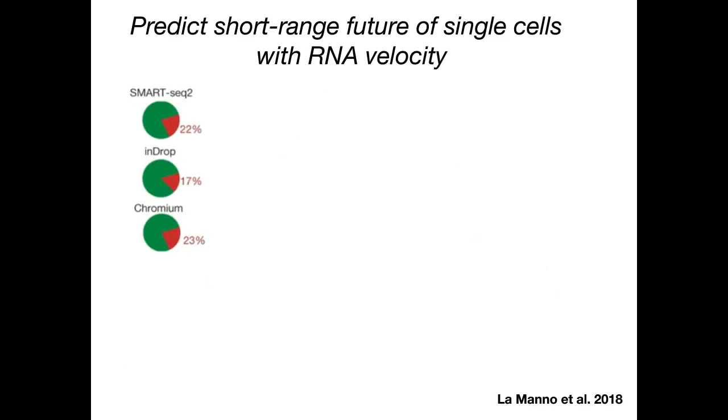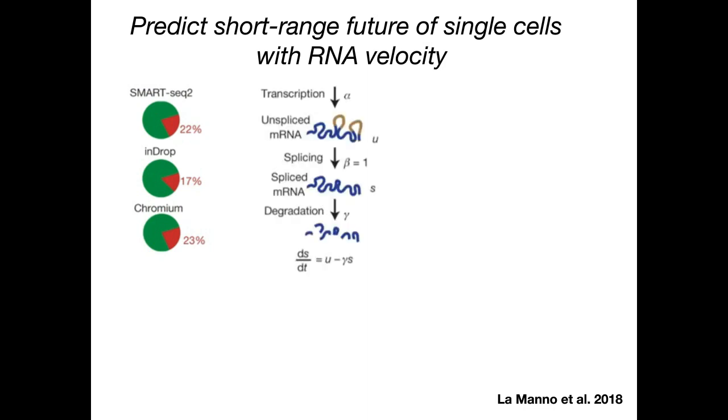Meanwhile, there is another very fascinating development in the single-cell field. La Manno and others found that although the majority of single-cell platforms try to enrich for mature mRNA, they can still get around 20% of the reads from the introns. And then they can use a classical gene regulation model to study the derivative of the gene expression state. They call this RNA velocity.